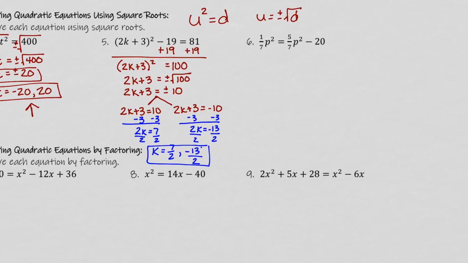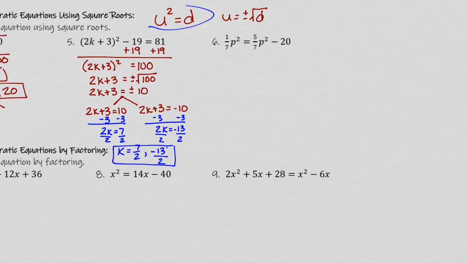Alright, let's do number 6. Number 6 is not set up like my u squared equals d, so let's get it that way. Let's get everything being squared to one side and the constant to the other. I'm just going to start off by subtracting 5/7 p squared from both sides. So this gives me a negative 4/7 p squared, and on the right side, I'm left with a negative 20. This negative 4/7 is not being squared, so I don't have u squared all by itself on the left. So I actually have to get rid of that first.